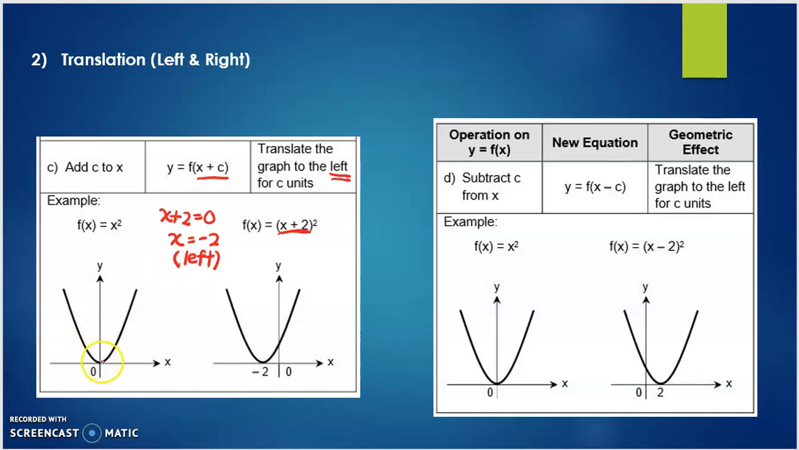You can see here, before, the point is at 0. Now it moves left by 2 units, so it will become negative 2. We can find the intersection with the y-axis. At the y-axis, x will be equal to 0. So f(x) equals (0 plus 2) squared, which equals 4. So the intersection here is 4.